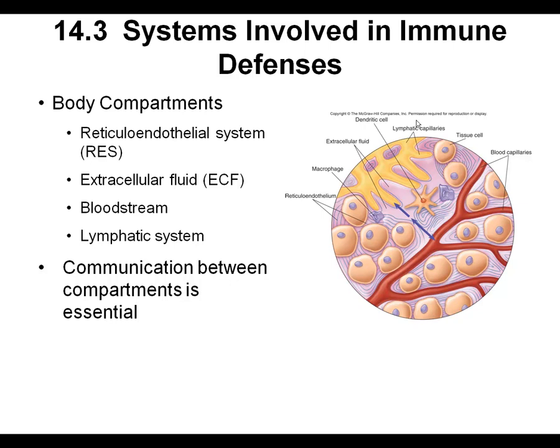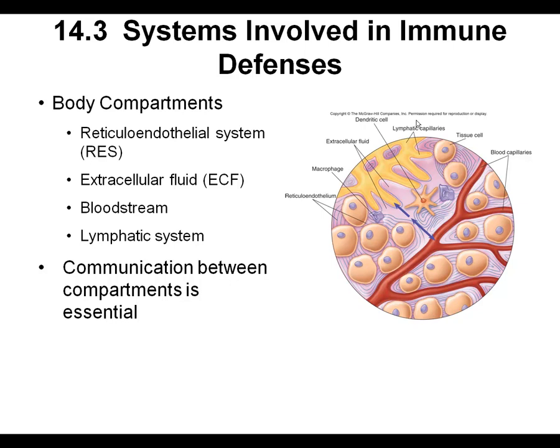There are a number of systems involved in the immune response, 4 of them in particular. You've got the reticuloendothelial system. You've got the extracellular fluid that works between the lymphatic system and the reticuloendothelial system. You have the bloodstream, and you have the lymphatic system. These are communication compartments used by cells to talk to other cells so that they can see where things need to be ramped up as far as the immune system is concerned. They can determine what kind of infection there is, and you can have communication between these different body compartments.